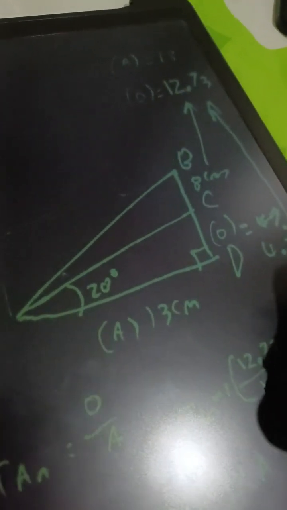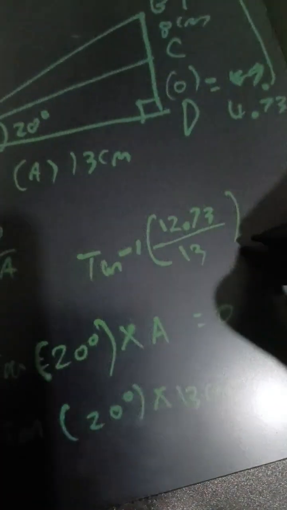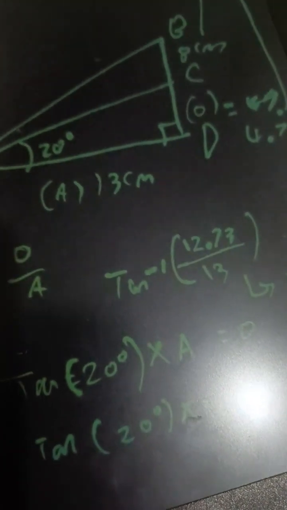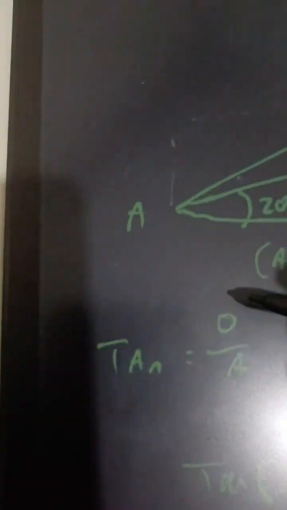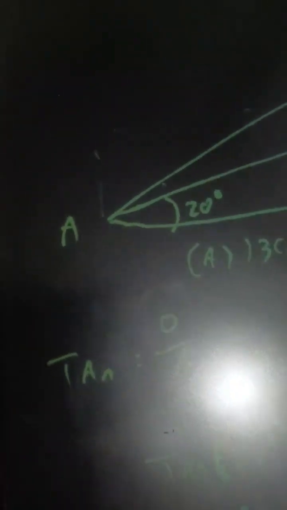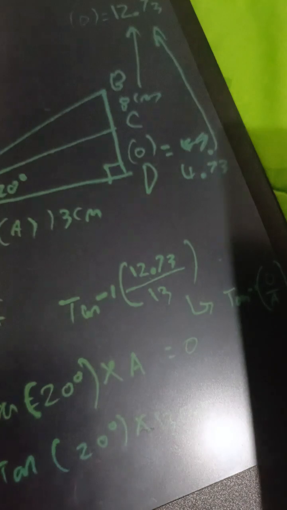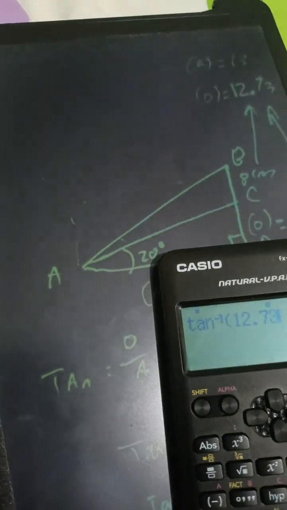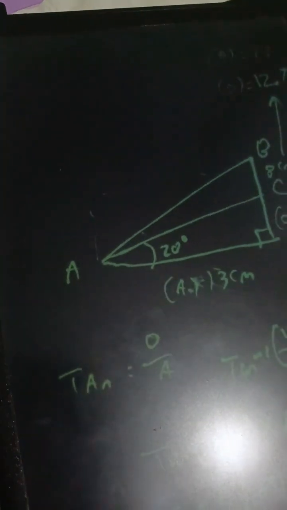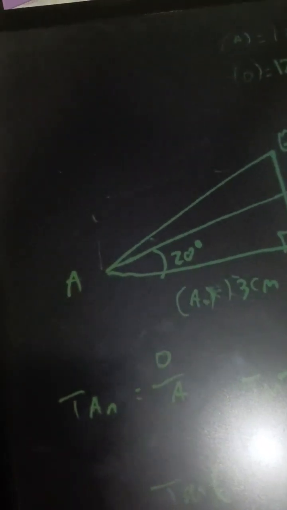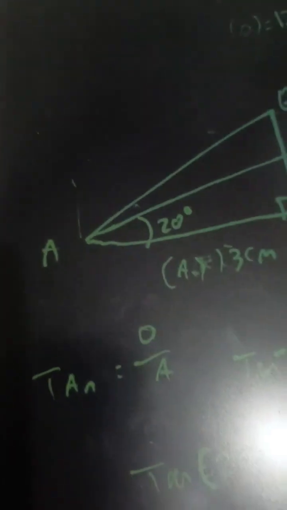12.73 divided by 13. Or we can turn it to an equation, which is just like normal tan, right? You see normal tan, but you remove the equals and then add minus 1 at the top. Now what is this equal to for the angle inside? It is equal to 44.39 degrees.